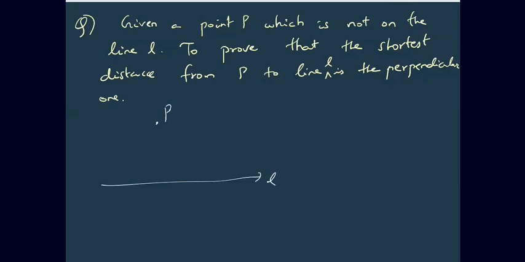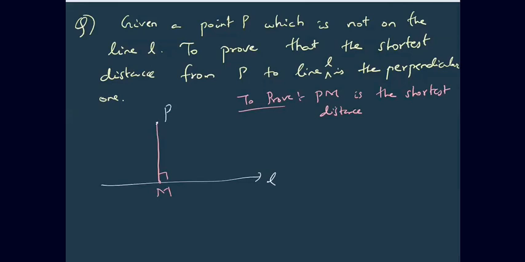Okay, so let us discuss. What I'm doing is dropping a perpendicular from P to line L. Let us name this point M. Now I need to prove that PM is the shortest distance from P to line L. Okay, so I need to prove this. Shortest distance.